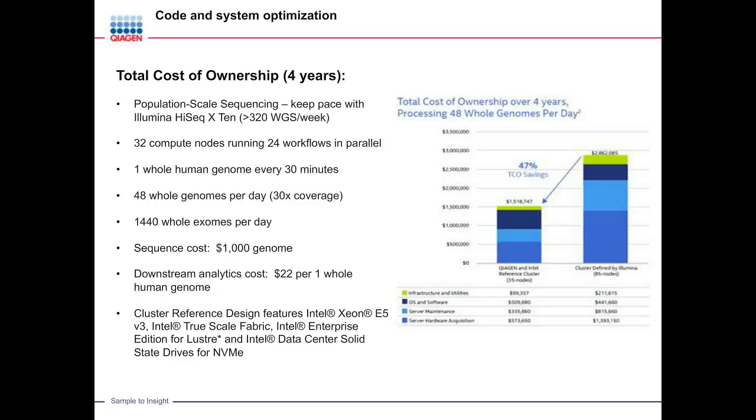And we also made some tests on whole exomes, which added up to, with the same setup of 32 nodes, 1,440 whole exomes per day. And as some of you might know, the sequencing cost on this is the famous $1,000. And we calculated with a cost analysis that includes everything on the compute side, there's power consumption and space and cooling and everything. We calculated that it could be accomplished, the analysis itself, for $22 per whole human genome.